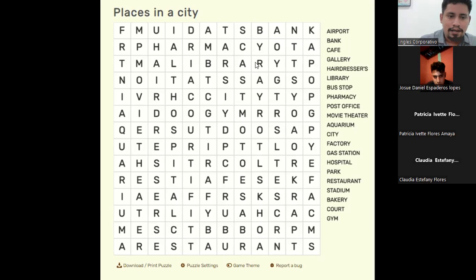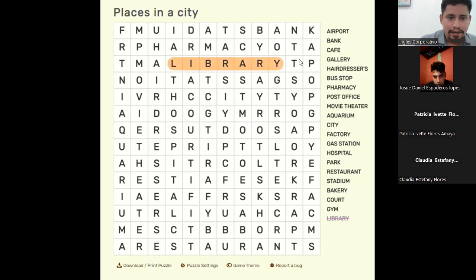This exercise is just for practicing this vocabulary. What you have to do is select each word here in the word search and complete it. Once you find a word, a line will appear in front of the word, and you have to complete all of them. If you don't know the meaning of a word, try to find the meaning on the internet, okay? Because I'm probably going to be asking you for the meaning of each word.